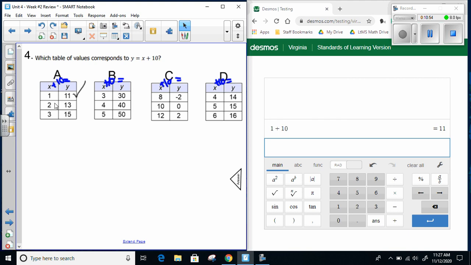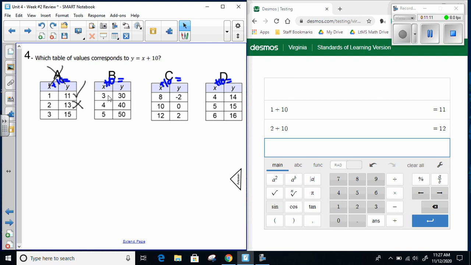In the second row, my x value is 2. So when I do 2 plus 10, according to this table, I should get 13. But 2 plus 10 is 12. So the second row in the table does not work. So choice A is not a good choice here.